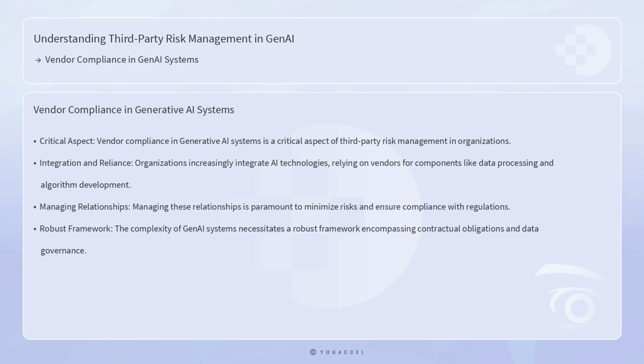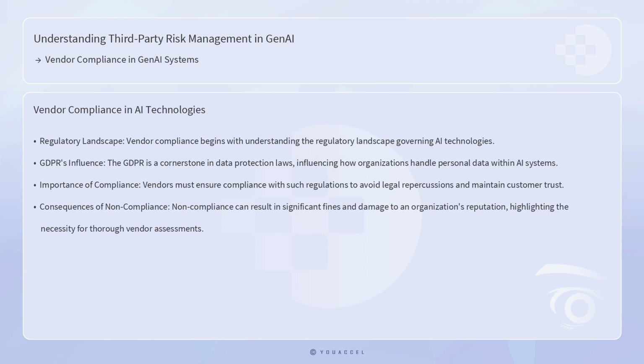As organizations increasingly integrate AI technologies into their operations, they rely on vendors for various components, from data processing to algorithm development. Managing these relationships is paramount to minimize risks, ensure compliance with regulations, and uphold ethical standards. The complexity of GenAI systems necessitates a robust framework for vendor compliance, encompassing contractual obligations, data governance, and adherence to ethical guidelines. Vendor compliance begins with understanding the regulatory landscape governing AI technologies.